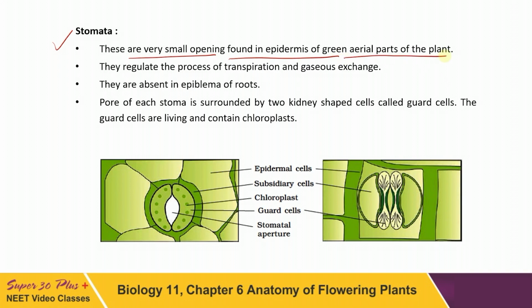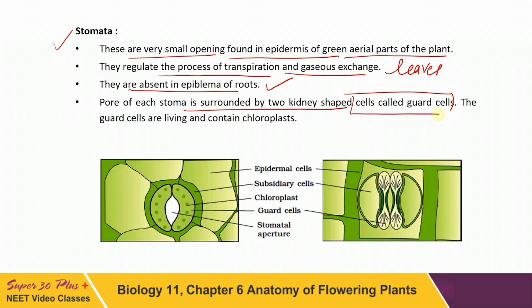If this is a herbaceous plant, what will be there? That may also have stomata, and stomata are usually found in leaves. They regulate the process of transpiration and gaseous exchange. The stomata are absent in root, because there is no need of gaseous exchange there. The pore of each stoma is surrounded by two kidney-shaped cells, and these cells are known as guard cells. Is it right? These are called guard cells.